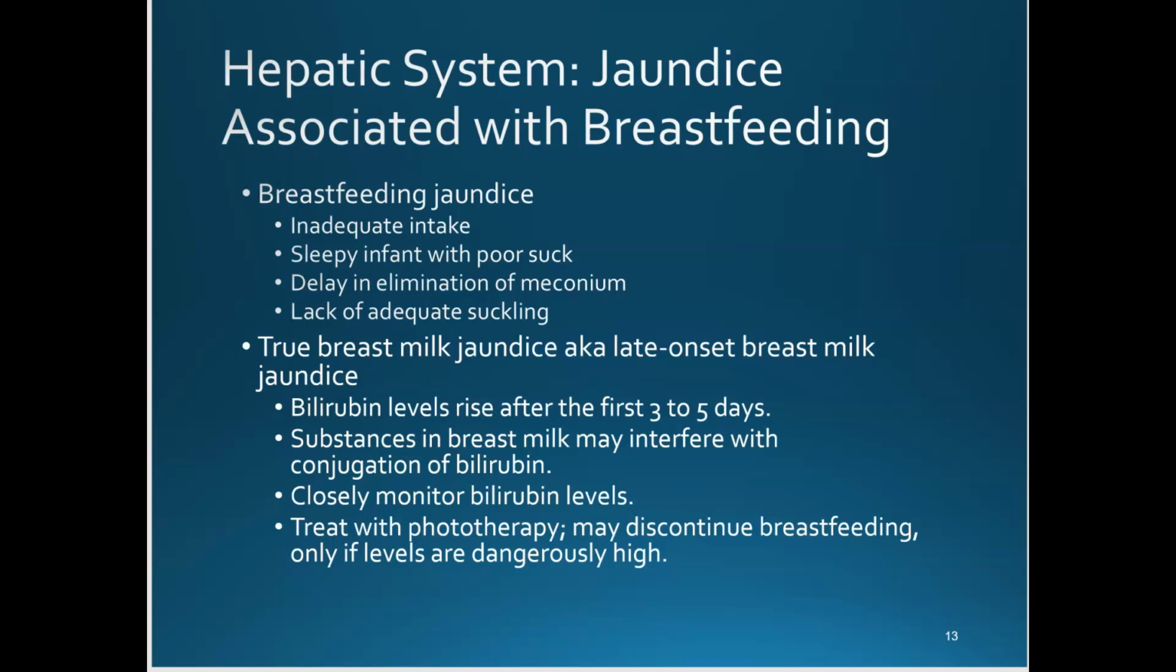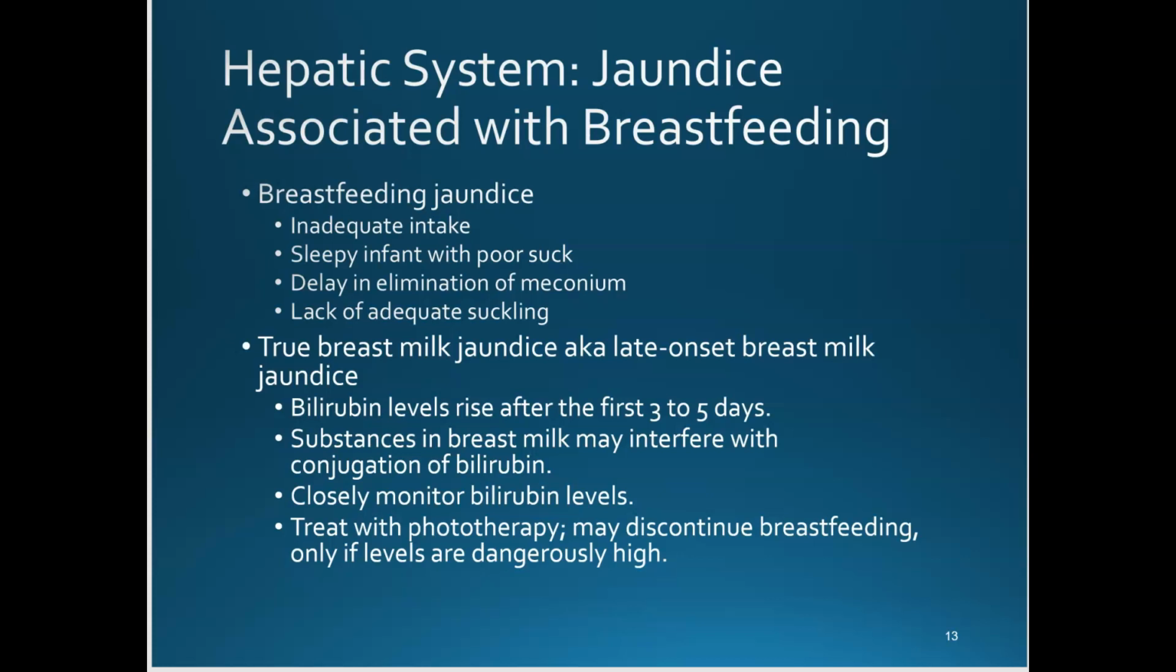Sometimes there's kind of two different types of breastfeeding jaundice. The first being due to inadequate intake overall, whether that's mom doesn't have enough to supply baby, or baby isn't sucking, swallowing, doing as well as it could be to intake enough. We have the delayed elimination of meconium and stool because the baby doesn't have enough intake. So that's what we call an initial breastfeeding jaundice.